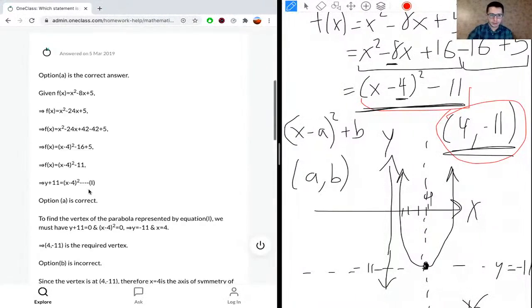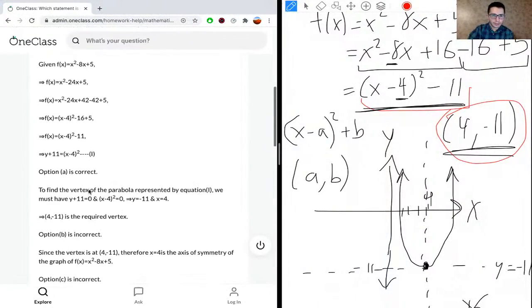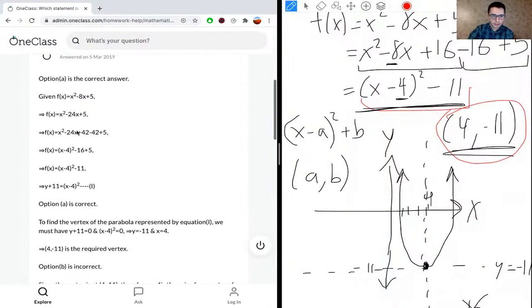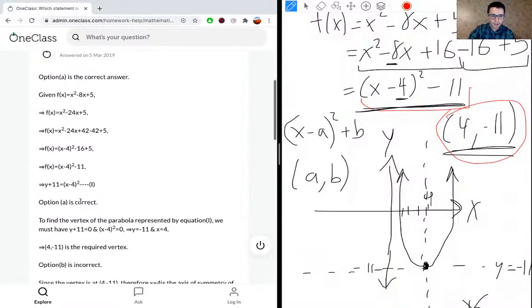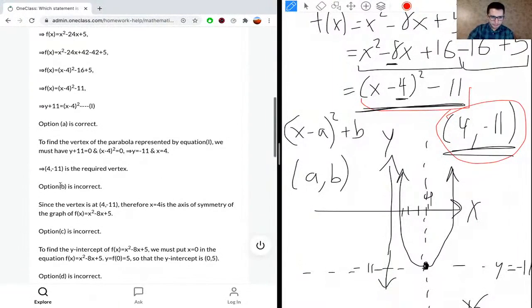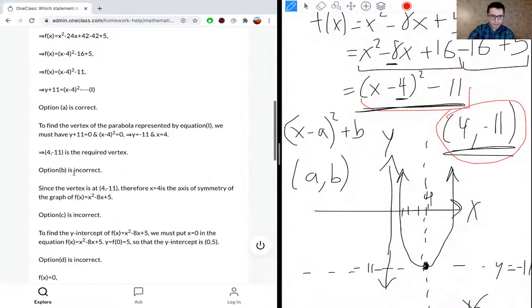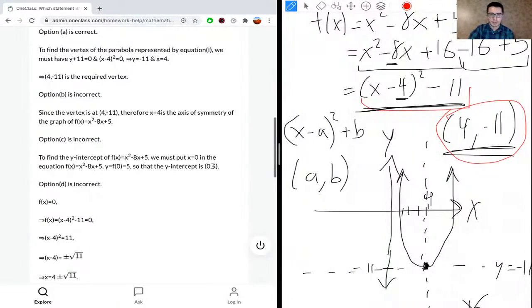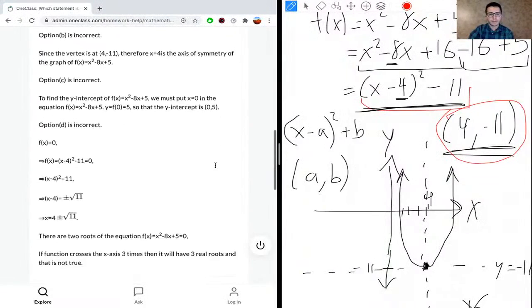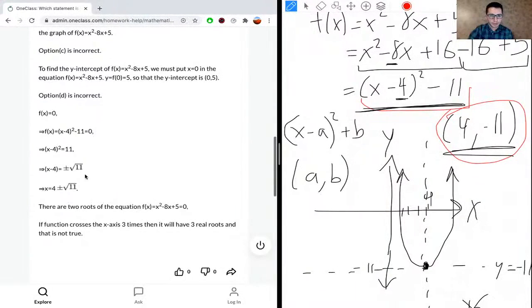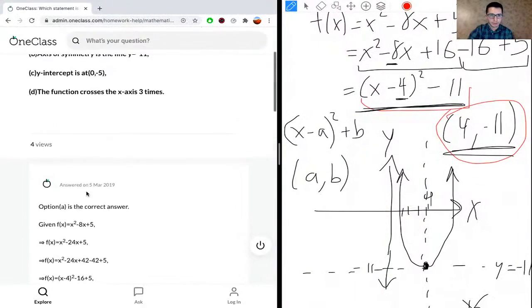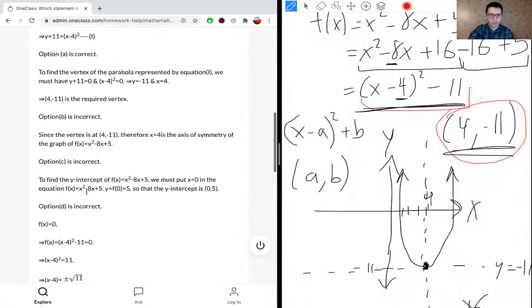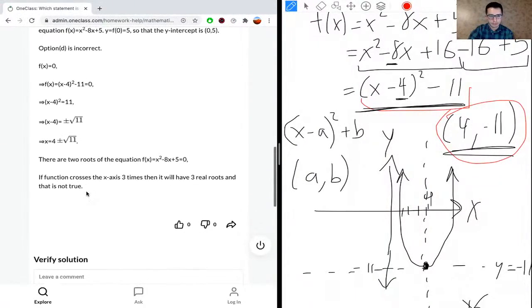So let's just look at the attempted solution. We can see they've given the function, they've completed the square, they see option A is correct. They say option B is incorrect, since the vertex is 4, negative 11 and x equals 4 is the axis of symmetry. Option C is incorrect, and they give the right justification: the actual point is 0, 5, so the y-intercept is at 5. And then finally, option D is incorrect. Because it's a parabola, it would not cross 3 times, and would only have 2 roots.